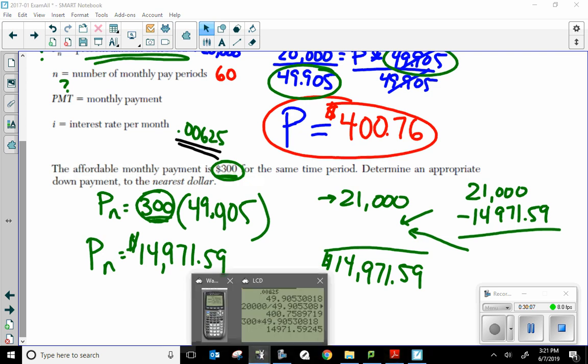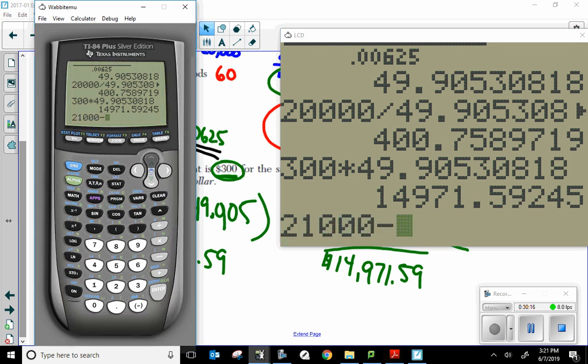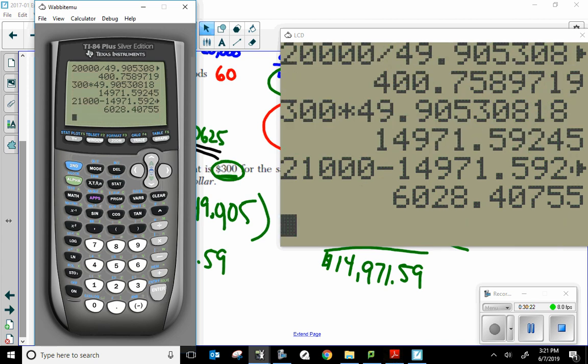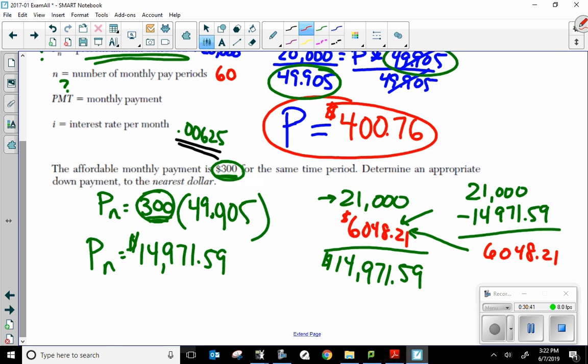So let's take, again, we're not rounding, even though we have 59 there. I'm going to take my 21,000, and I'm going to subtract what I need to borrow and realize that I would have to put $6,028.41. Now, this is what sucks. 6,028.41, right? Ready? 6,048.21, which means I would have to put down $6,048.21 to make it so that I only borrow $14,971 so that I have a $300 payment.